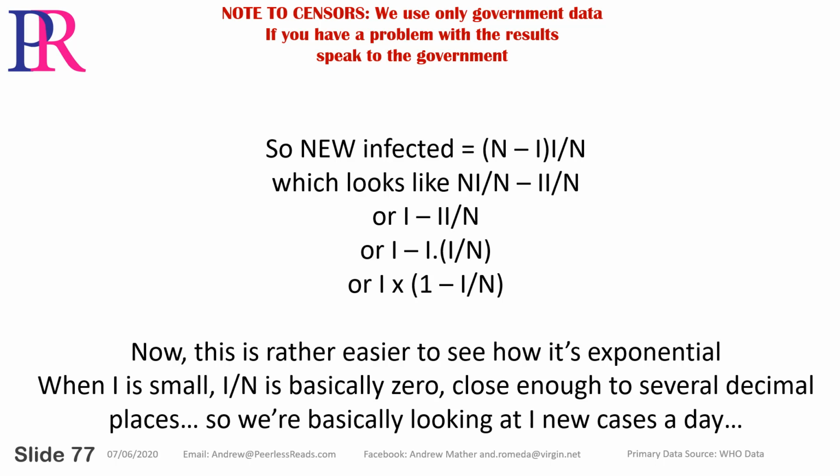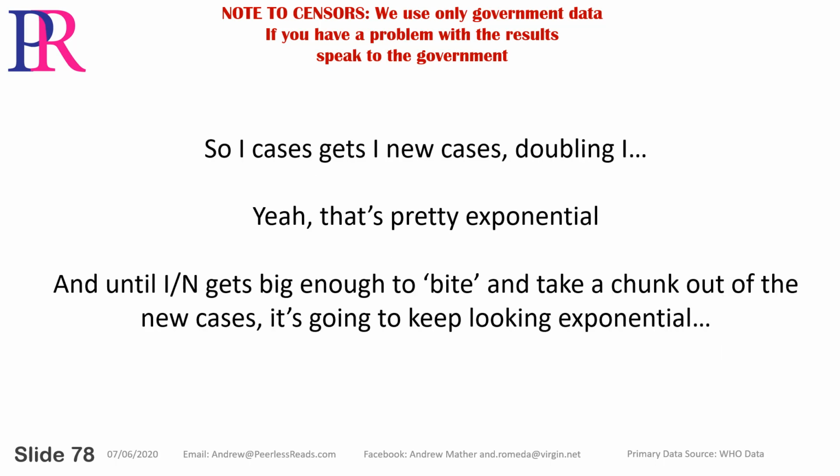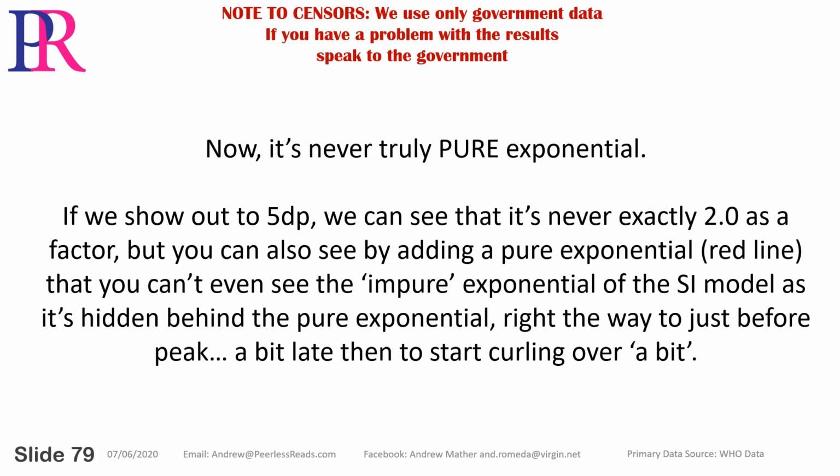Now this is rather easier to see how it's exponential. When I is small, I over n is basically 0, close enough to several decimal places. So we're basically looking at I new cases a day. So I cases gets I new cases, doubling. Yep, that's pretty exponential. And until I over n gets big enough to bite and take a chunk out of the new cases, it's going to keep looking exponential.